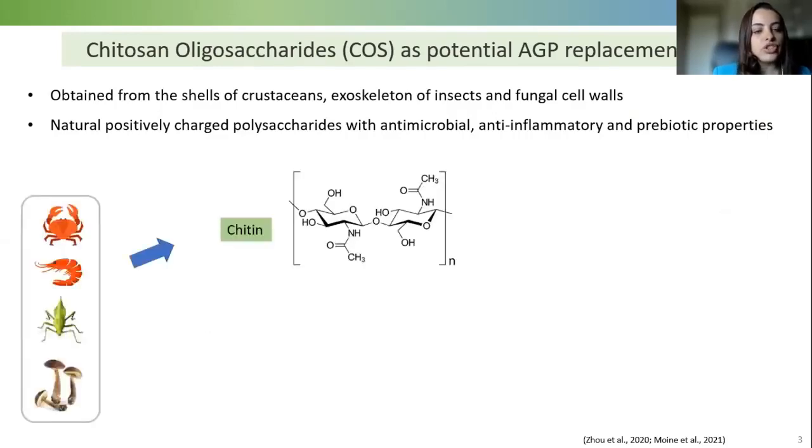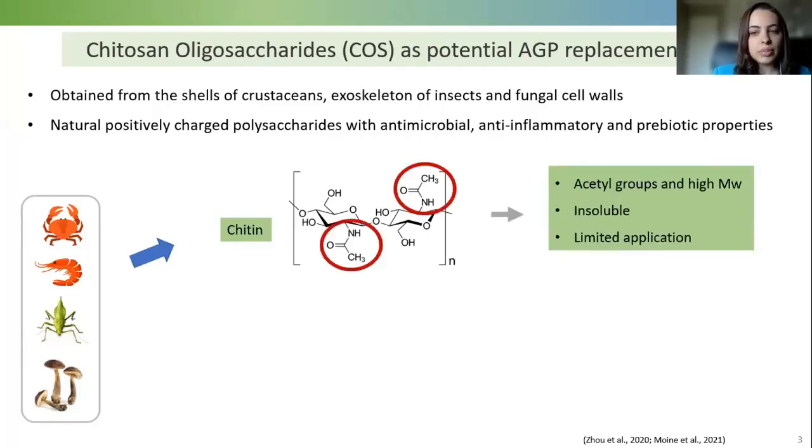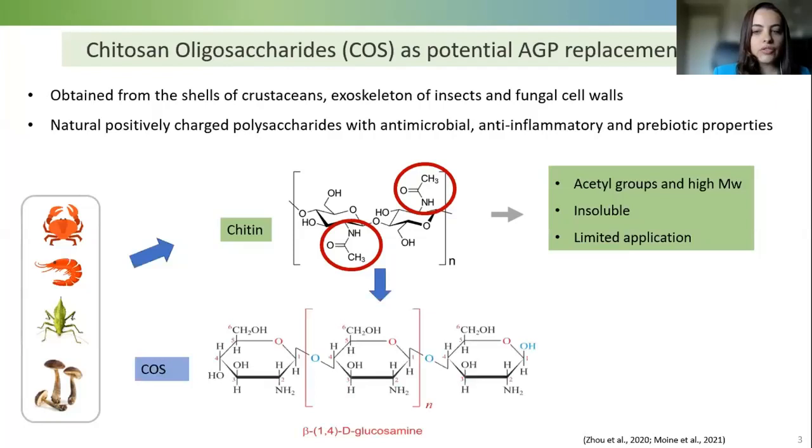COS can originate from the degradation of chitin, and chitin can be obtained from the shell of crustaceans, the exoskeleton of insects, or from fungal cell walls. However, chitin has a restricted application because of its complex molecular structure, mainly due to the high acetylation degree and molecular weight. When you transform chitin into chitosan oligosaccharides, we have a much simpler structure due to the removal of the acetyl groups, minerals, and proteins that could be attached to this molecule, and also because of the reduction of the molecular weight.